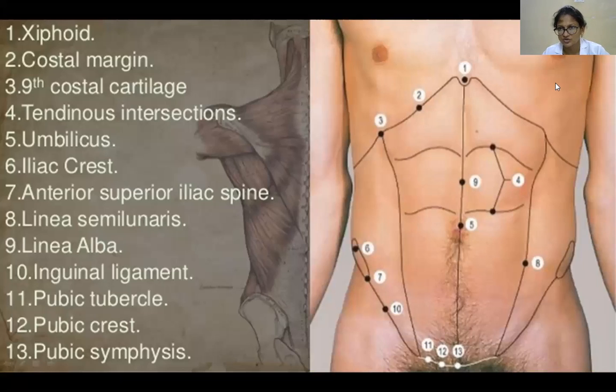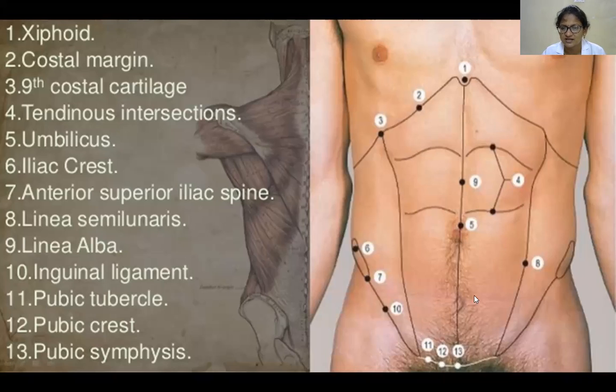Okay, mainly you should know about the xiphoid process, the costal margins, right and left, and mainly the tip of the ninth costal cartilage you should feel. Here you should try the transpyloric line. Next, this is the iliac tubercle, and this is the anterior superior iliac spine. This is the inguinal ligament. This is the pubic tubercle, pubic crest, pubic symphysis. What is the pubic symphysis? It is a secondary cartilaginous joint.